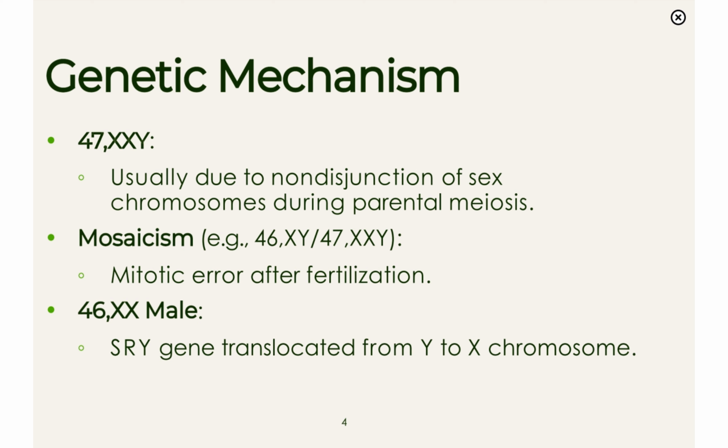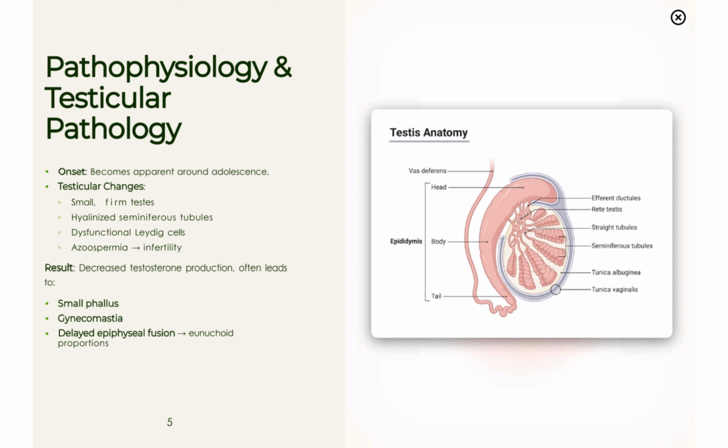So we did discuss the various errors earlier. So the pathophysiology is that it occurs around adolescence, and patients do have small firm testes, dysfunctional Leydig cells leading to poor testosterone, intratesticular testosterone production, and as a consequence, due to low intratesticular testosterone, these patients develop azoospermia and infertility. Decreased testosterone production also leads to a small phallus, because this is important during pubertal development, and low testosterone leads to gynecomastia as well, and the delayed epiphyseal fusion due to absence or low levels of testosterone and subsequent estrogen leads to the eunuchoid body proportions.